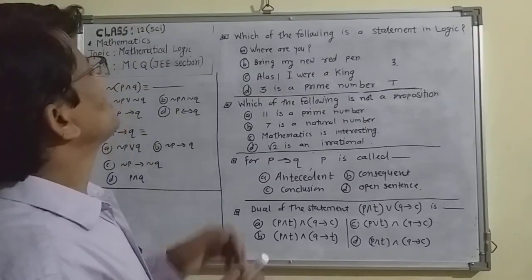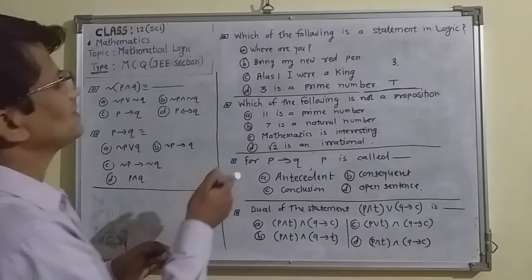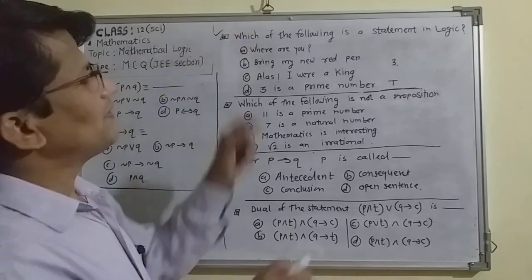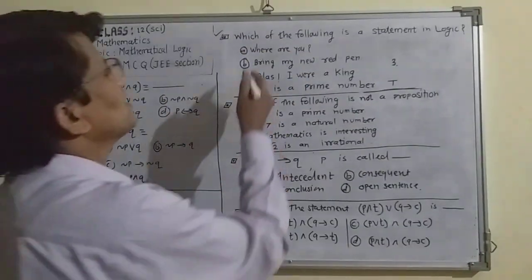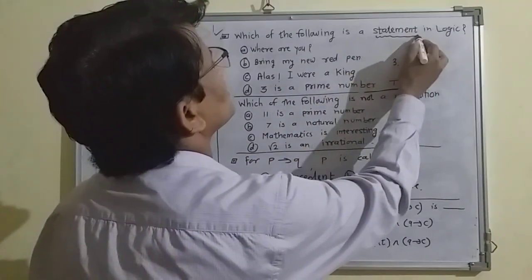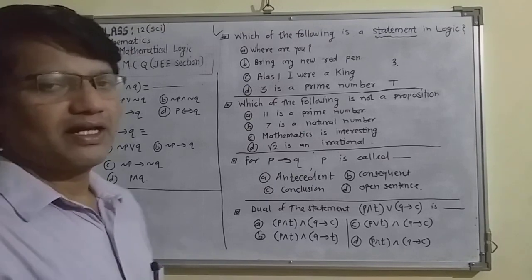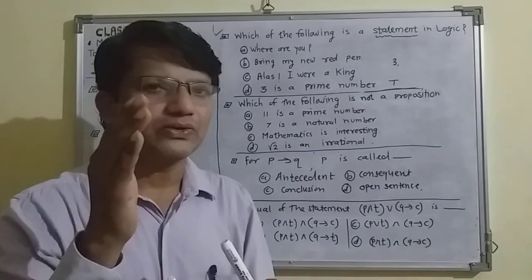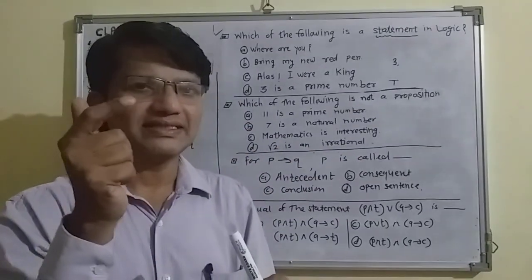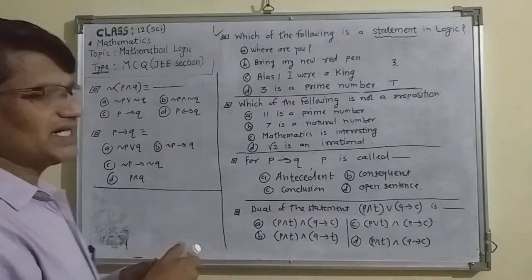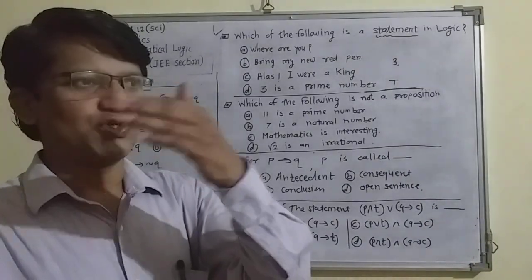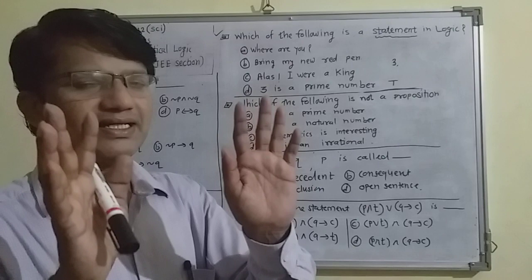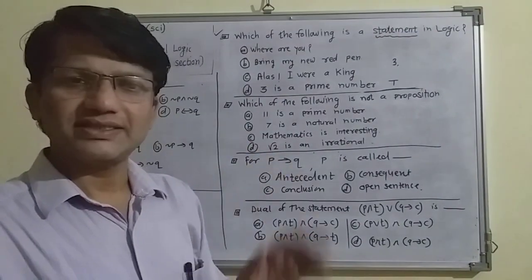Now see, start with this. Some questions are here also, but we are going to start from this because some basic points are written here. Which of the following is a statement in logic, and options are given like this. Statements means a sentence having value true or false, or we can say T or F. Sentences in question form, exclamatory form, suggestions, or orders are not taken as a statement in logic.